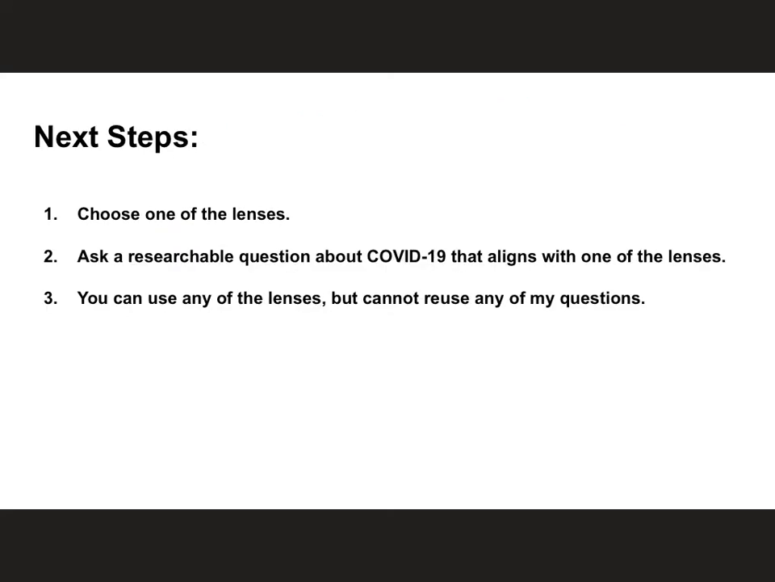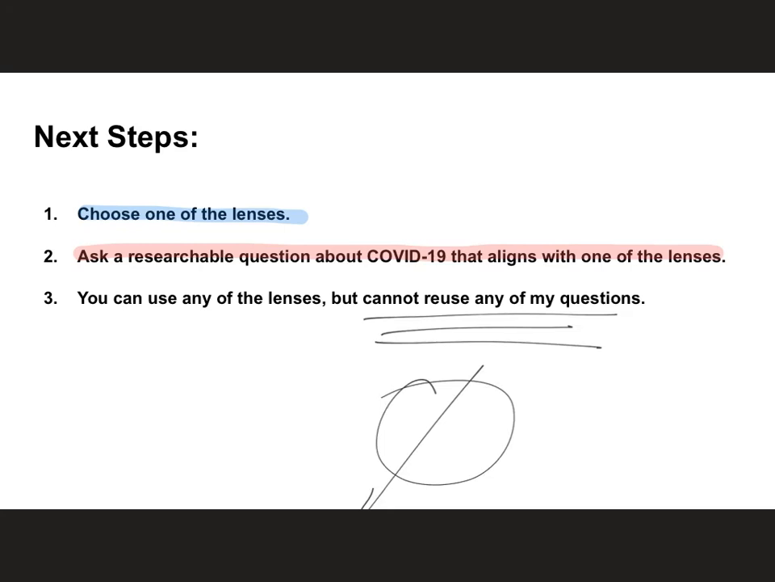So before you move on to video 2 in lesson 3, what I want you to do is choose one of the lenses, any of them, and ask a researchable question about COVID-19 that aligns with the lens that you chose. You can use any of the lenses, but don't reuse any of my questions. That's plagiarism. With that being said, just jot down a question and move on to video 2.